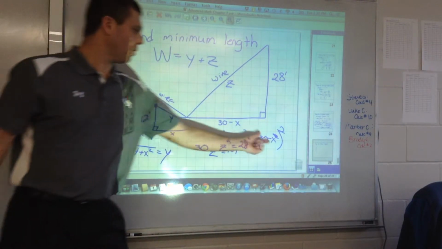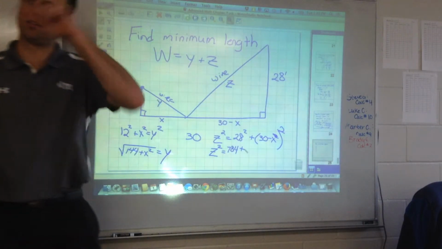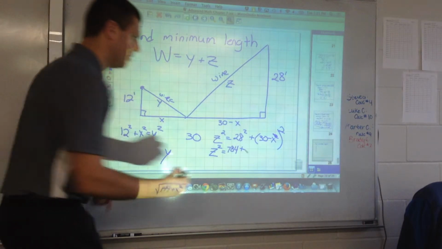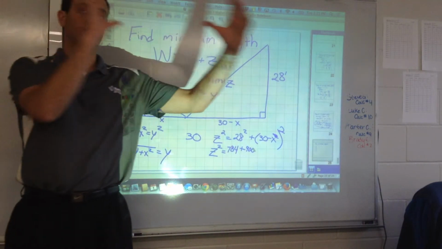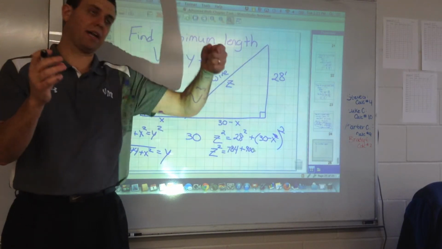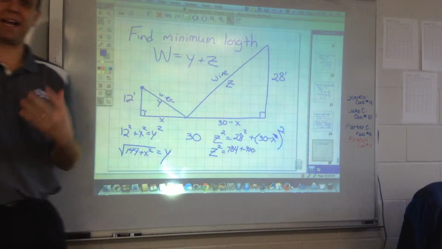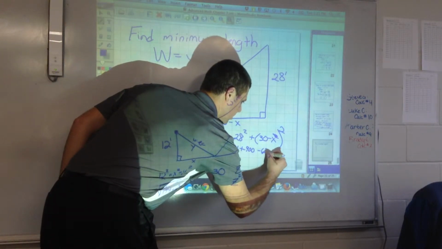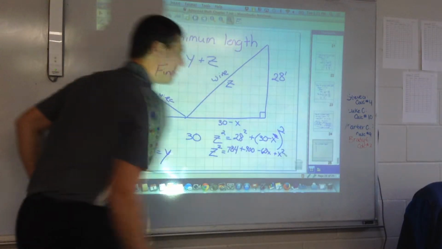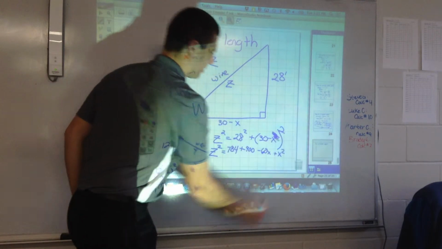And then if you FOIL 30 minus x times 30 minus x, 30 times 30 gives us 900, and then minus 30x minus 30x, so minus 60x plus x squared. Is the x squared inside too? Why did you just cross that off? No, I crossed that off. Yep, that's not there.